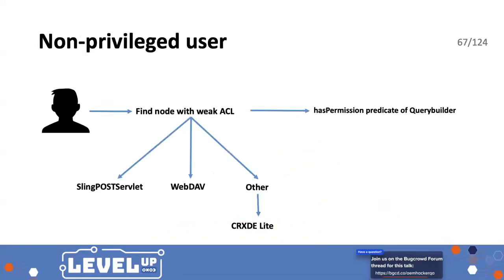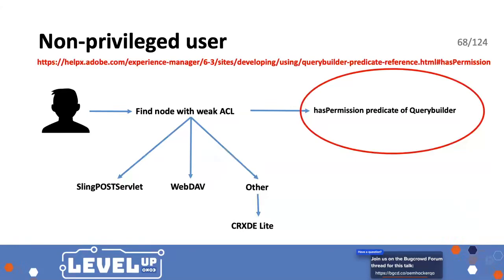With credentials of a non-privileged user, you can try to find, using query builder servlets, which nodes are accessible to you for writing. There is a special predicate named hasPermission for that purpose. After finding a suitable node, you can try to modify existing or create new content to get an XSS.